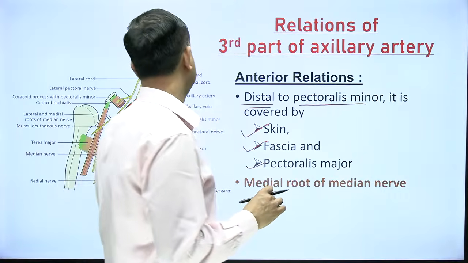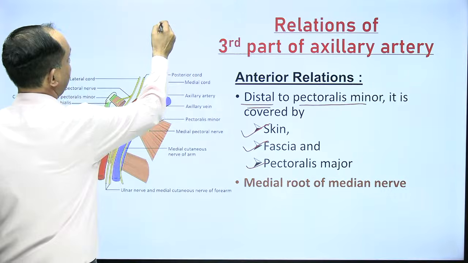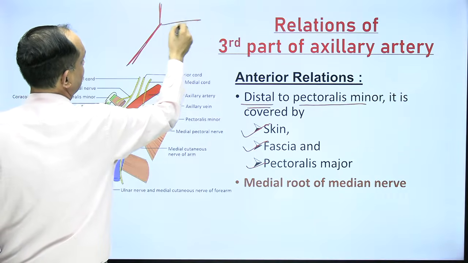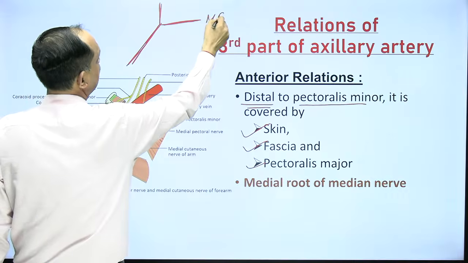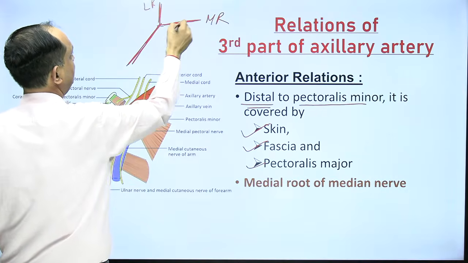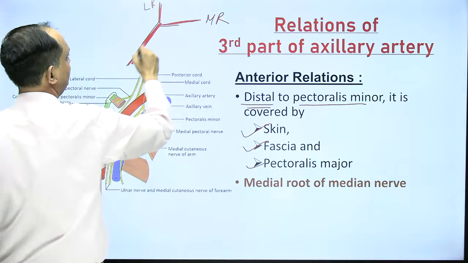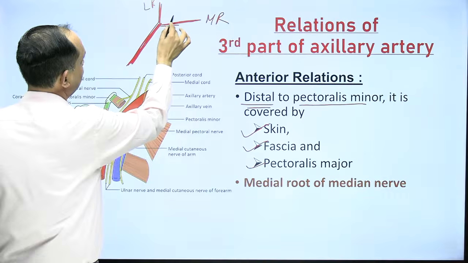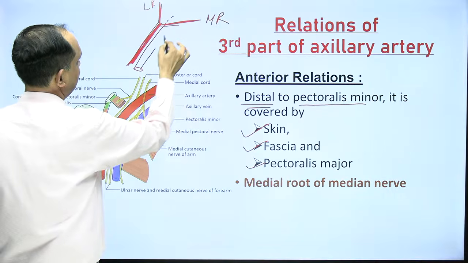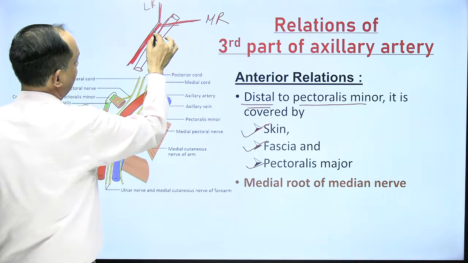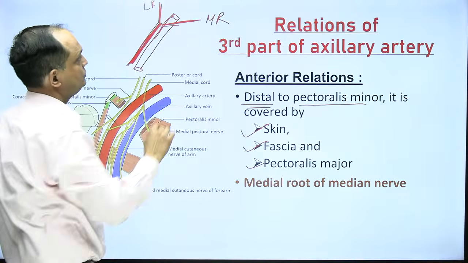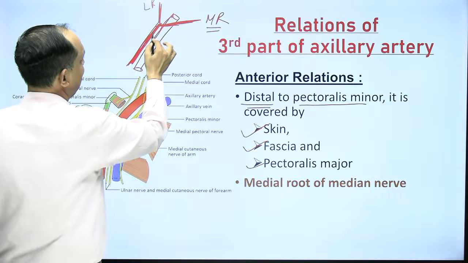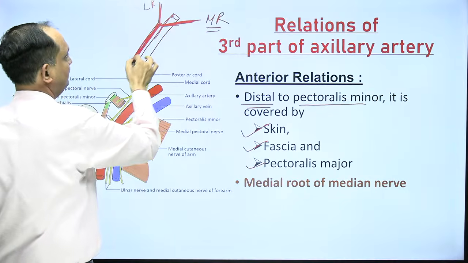Now the median nerve is formed by two roots, lateral root and medial root. This is medial root, this is lateral root. Both the roots will join and then you have the formation of the median nerve. Now dear students, this median nerve is always formed on the lateral side of the artery. This is your artery. So it is forming on the lateral side of the artery. So this medial root, which is a branch of the medial cord, crosses the artery and then joins the lateral root to form the median nerve.